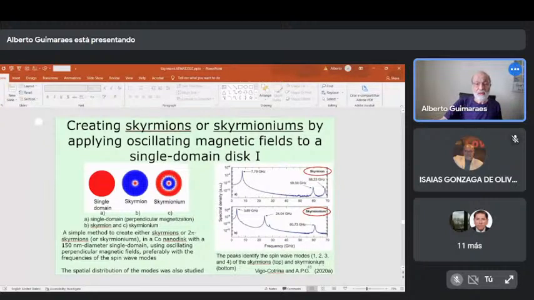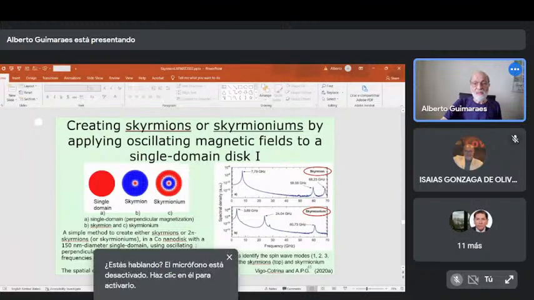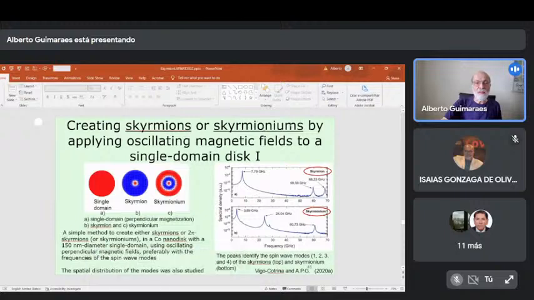I would like to show this work done with my collaborator, Dr. Vio Cotrina. This is the possibility, through simulation, of creating skyrmions and skyrmioniums, starting with a single domain and applying oscillating fields. This is the skyrmion spectrum, showing the skyrmion spin wave modes, typically 3 large peaks. And the skyrmionium also has 3 large peaks here in the gigahertz region. And exciting the single domain with these frequencies, but not only these frequencies, one can generate skyrmions and skyrmioniums.